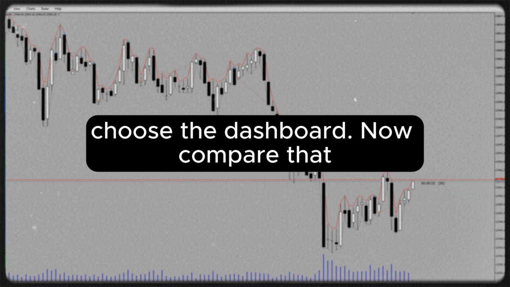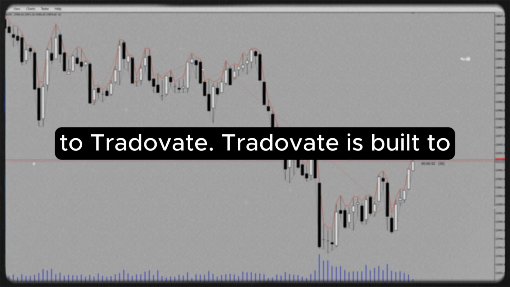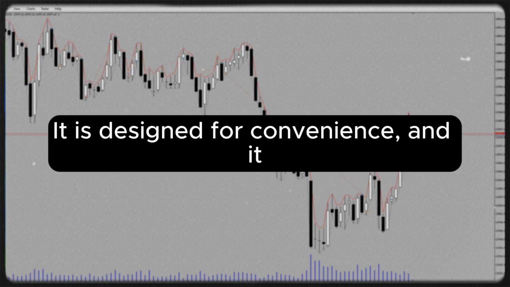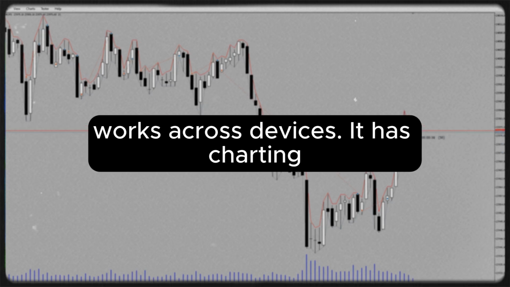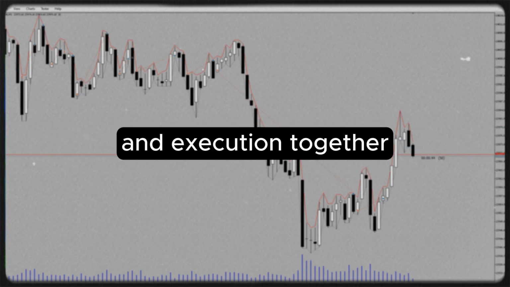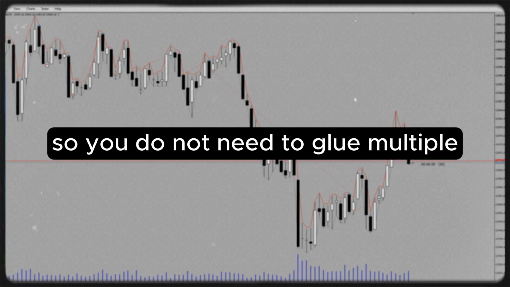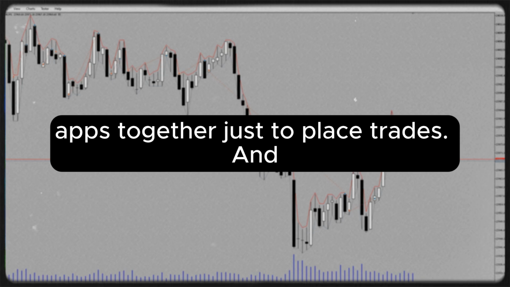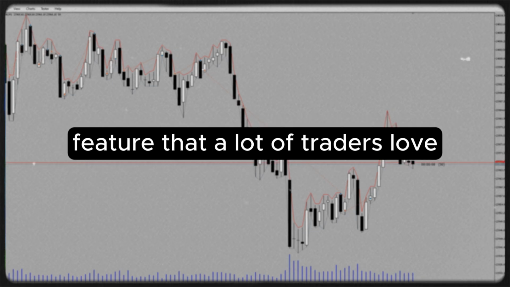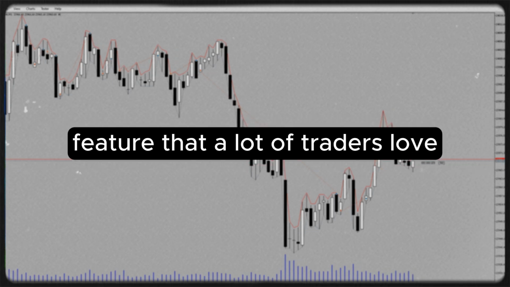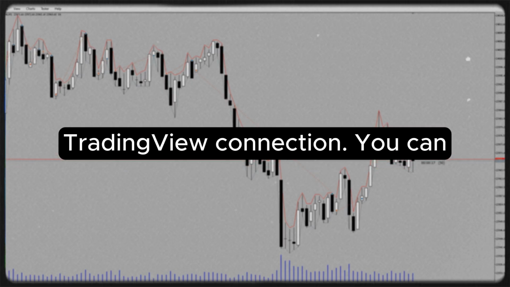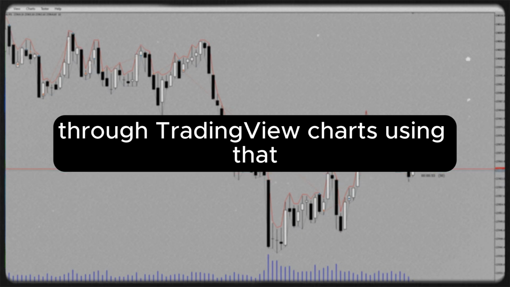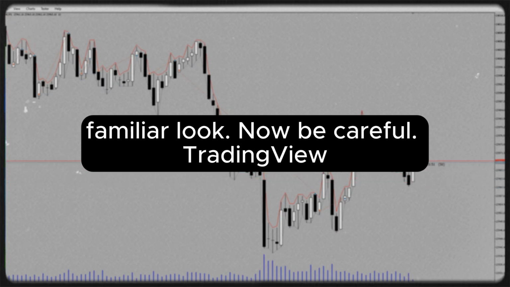Now compare that to Tradovate. Tradovate is built to feel smooth and modern. It is designed for convenience, and it works across devices. It has charting and execution together, so you do not need to glue multiple apps together just to place trades. And Tradovate has one huge feature that a lot of traders love: TradingView connection. You can analyze and place orders through TradingView charts using that familiar look. Now be careful.